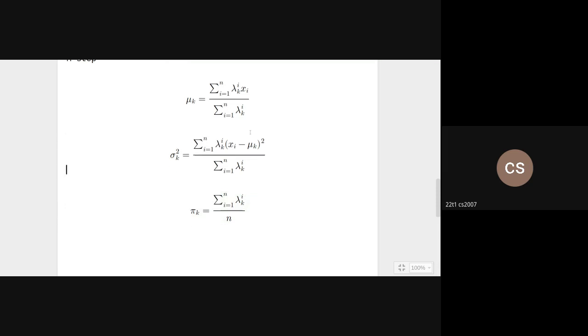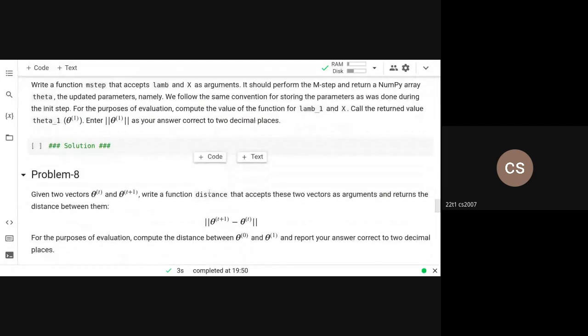Is this clear what these three quantities are? This is the weighted mean, weighted variance, and probability of choosing the kth cluster. This is clear, right? What the lambda, the pi k is. Sum of probabilities in the numerator. For choosing cluster k, you go through all the data points, sum all their probabilities of belonging to this cluster, divided by n. I hope you understood that.